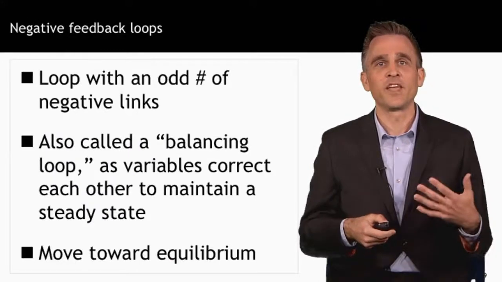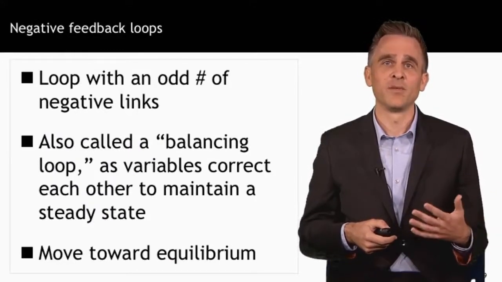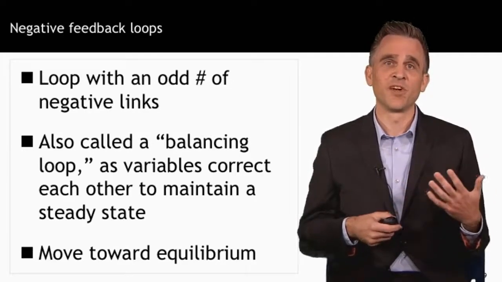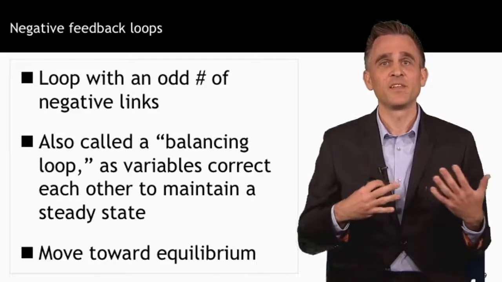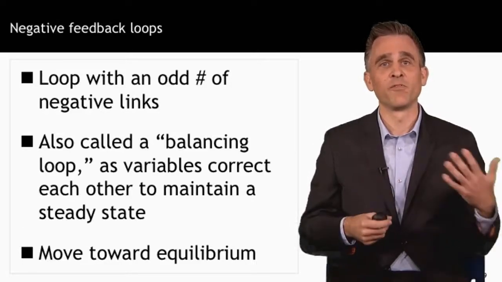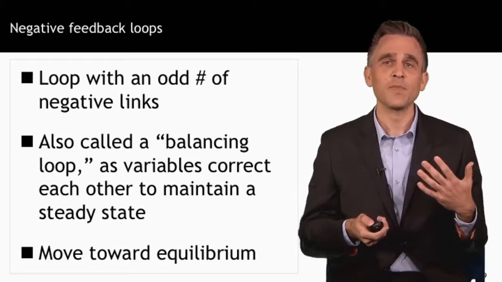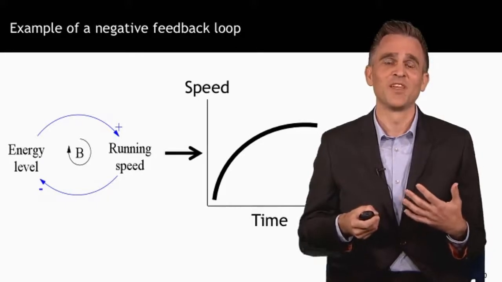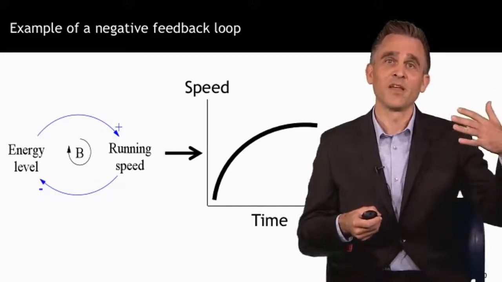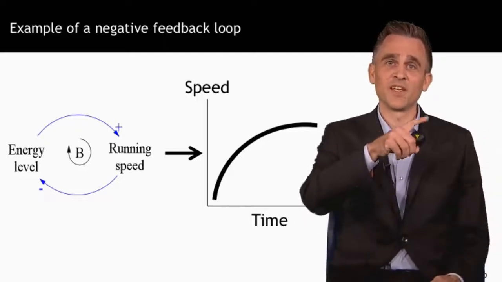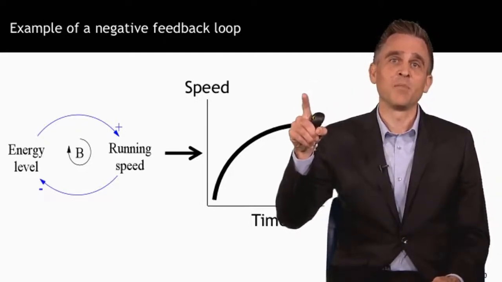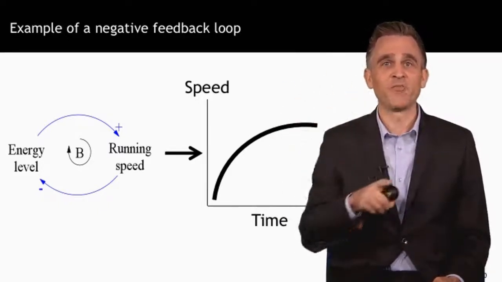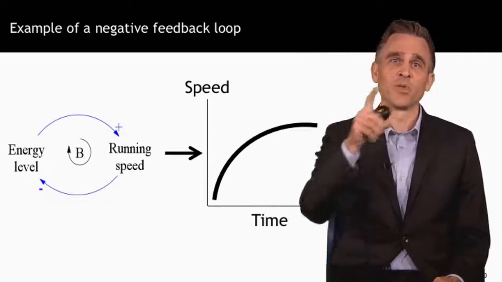On the flip side, a negative feedback loop is a loop in which there are an odd number of negative causal links. Negative feedback loops are also known as balancing loops because the variables balance or correct each other. They tend to keep a system in a steady state as it converges onto some equilibrium point. And for me, a perfect example of this comes from running, which is one of my favorite hobbies. When I start to run, my energy level's high, and high energy will increase my speed. So that's a positive link. But as I speed up, my energy level drops, so that creates a negative link. And overall, this combination creates a negative balancing loop that converges toward an equilibrium point.